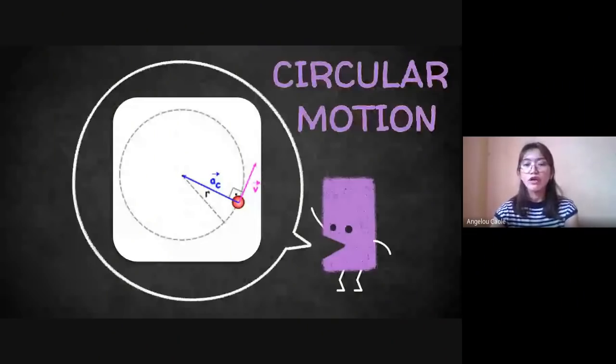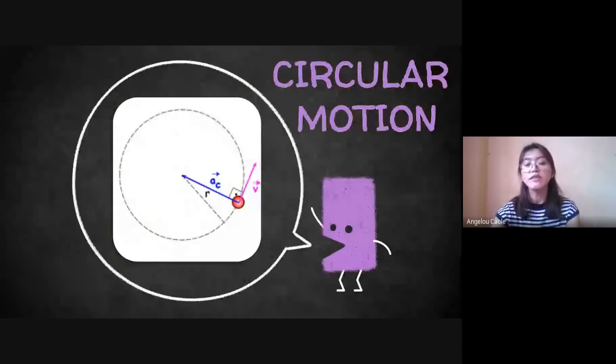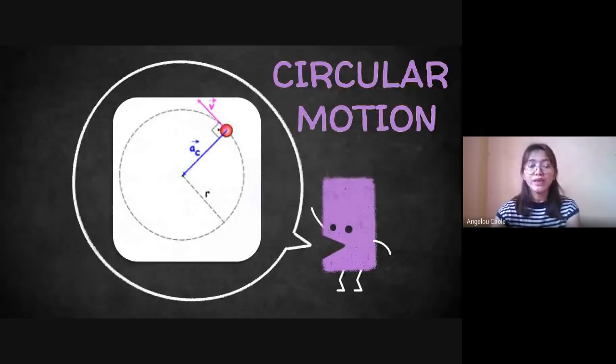Now, let's proceed to the circular motion. Okay, so what is circular motion? Circular motion is a movement, as you can see in the GIF. It is a movement of an object along the circumference of a circle or rotation along a circular path. For example, we have a planet revolving around the sun. We also have a stone tied to a string, and of course we have the merry-go-round.